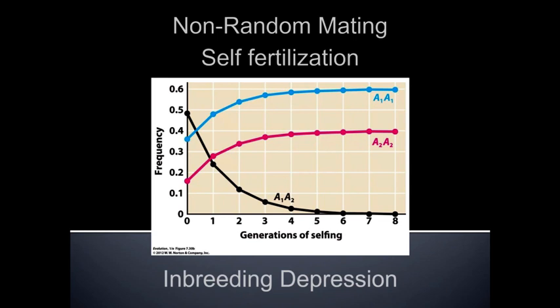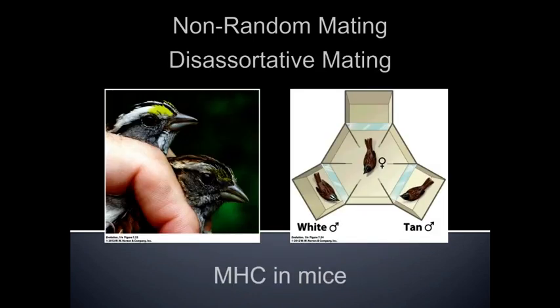So inbreeding depression, the reason that it's a bad thing is because of the pairing of those rare recessive, lethal, or at least extremely detrimental alleles. And that's called inbreeding depression. Now, in many species, there are instances of disassortative mating. One prime example of that is MHC in mice.